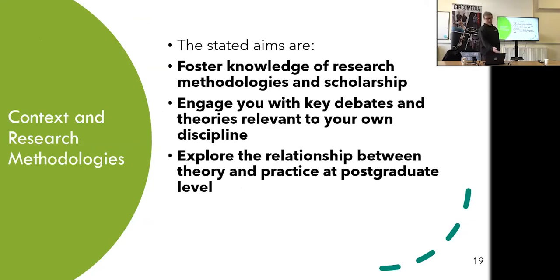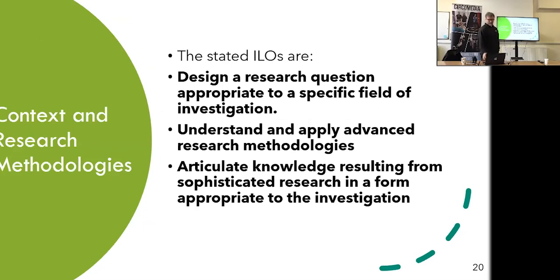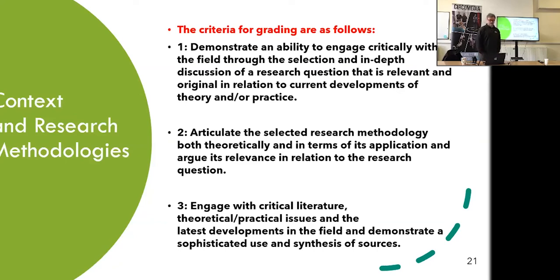These are some of the criteria, or the aims actually, of the first module, context and research methodologies. What I'm going to do is skip through these quite quickly, and then the recording of this, you'll be able to look at them in more detail, okay? But they are things like, the aims are to foster knowledge of research methodologies. They're pretty self-explanatory. The intended learning outcomes: you'll be able to design a research question, you'll be able to articulate knowledge in a sophisticated research, in a form appropriate to the investigation, etc. These are the kind of criteria that we ask you to fulfill. You need to demonstrate, you need to articulate, and you need to engage. So again, you can look at those in your own time. I won't read them all out now.